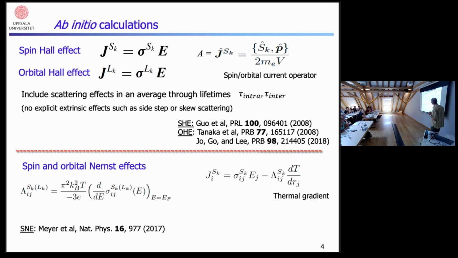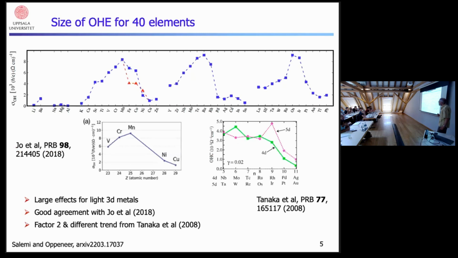And once we have these quantities calculated, we can also go to the thermal effects, because they are given also by the response theory expression, where we have then, if it is orthogonal, the Nernst effect, but it can be due to the spin or it can be due to the orbital conductivity. Okay, so let us look at an example.